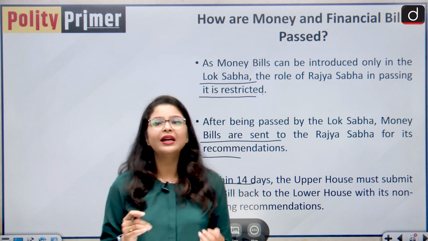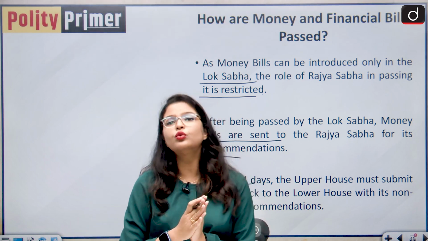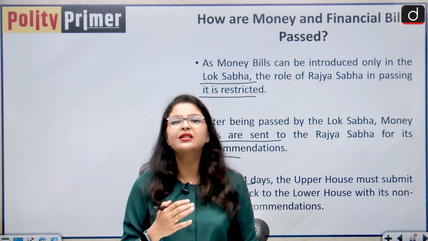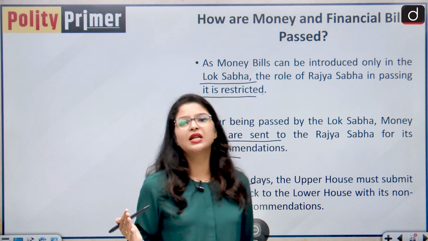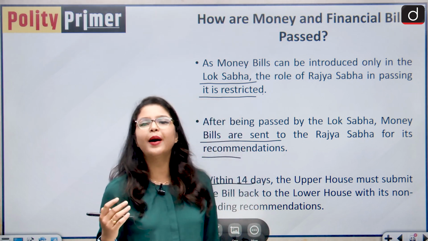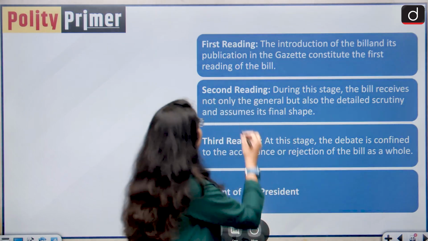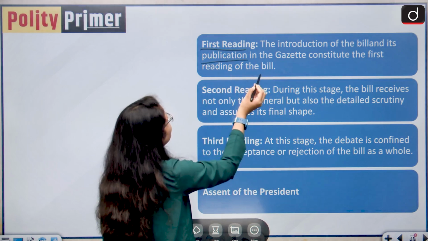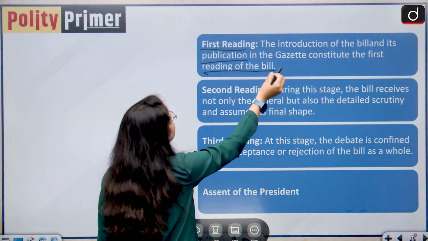Ordinarily, every bill goes through 3 or 4 stages in both the houses of the Parliament. Let us discuss what these stages of deliberation and discussion in the houses of Parliament are. First, reading. The introduction of the bill and its publication in the Gazette constitute the first reading of the bill.